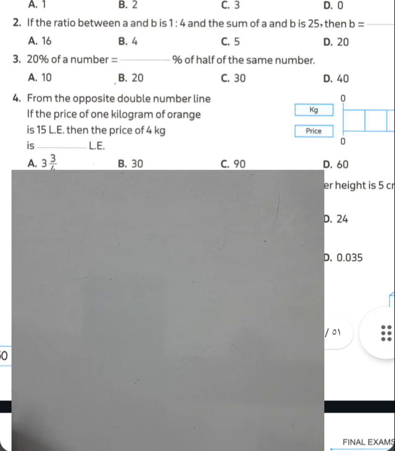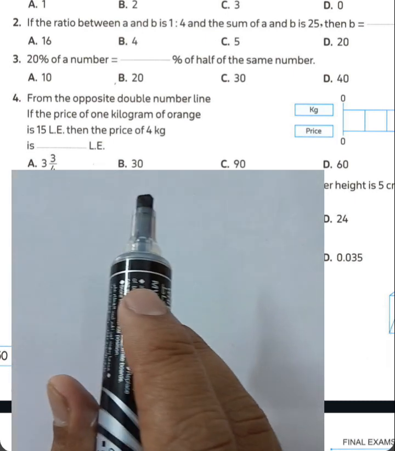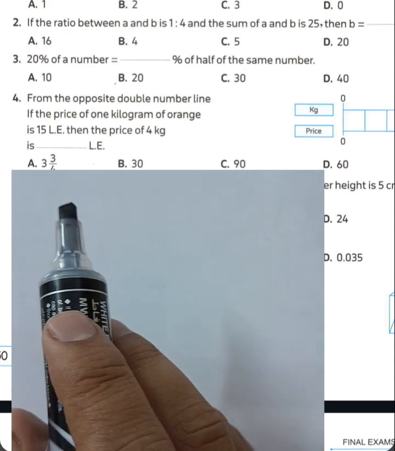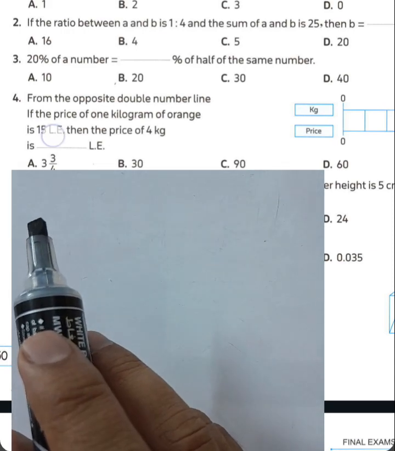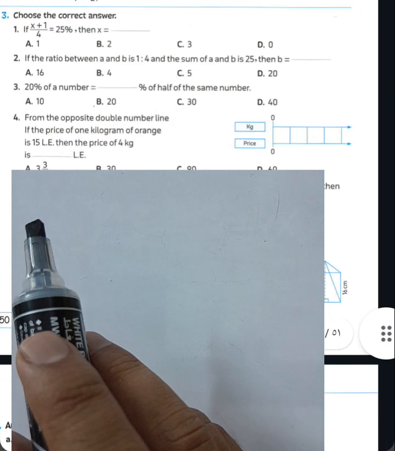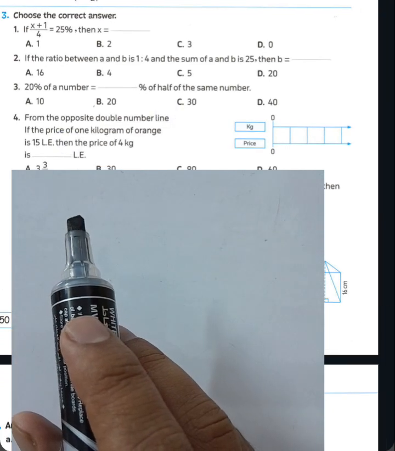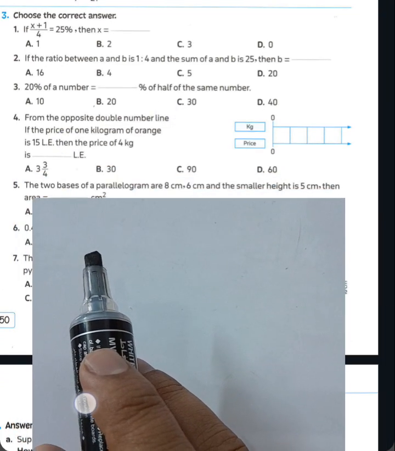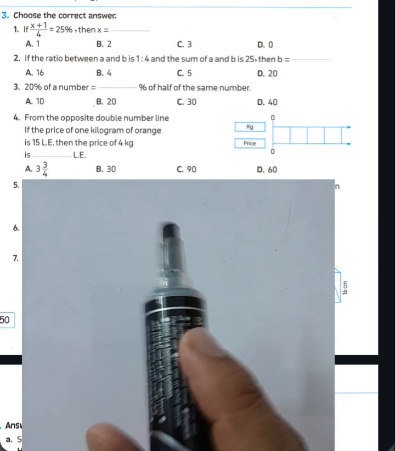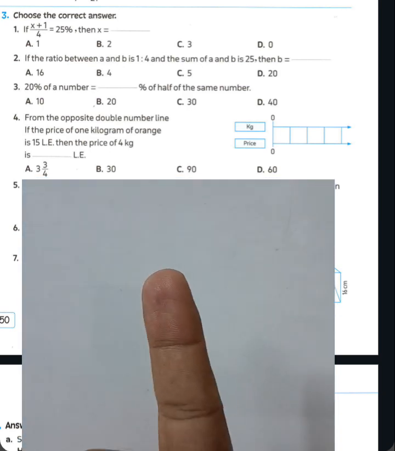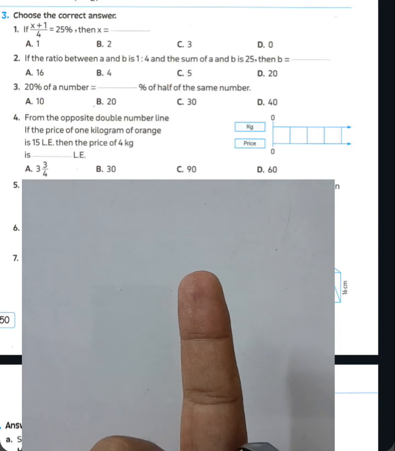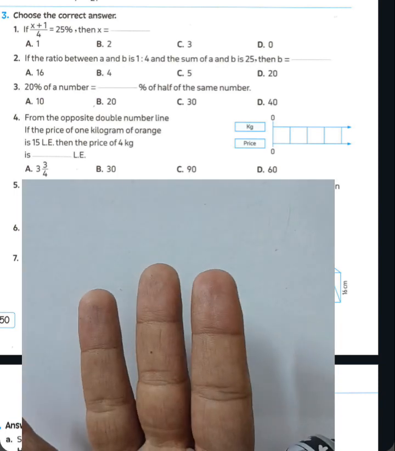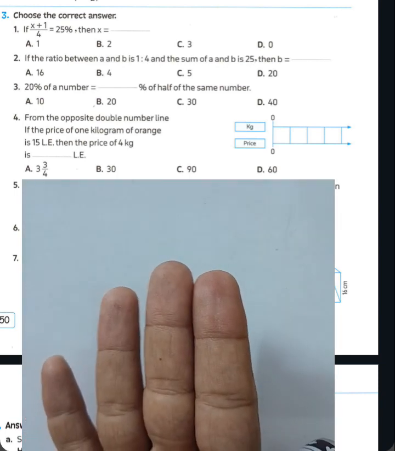Question number 4. From the double number line, if the price of 1 kilogram of oranges is 15 Egyptian pounds, then the price of 4 kilograms, you can find by 4 times 15, which is 60. Then the result will be D, because the price of 1 kilogram is 15 Egyptian pounds. Then the price of 4 kilograms, 4 times 15, equals 60.